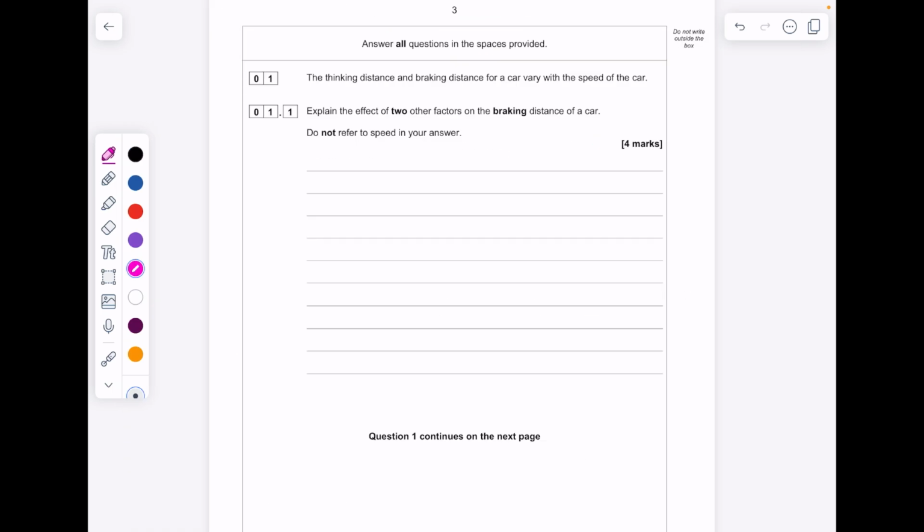The thinking distance and braking distance for a car vary with the speed of the car. Explain the effect of 2 other factors on the braking distance of a car. Do not refer to speed in your answer. Yep, it's already told us about that.